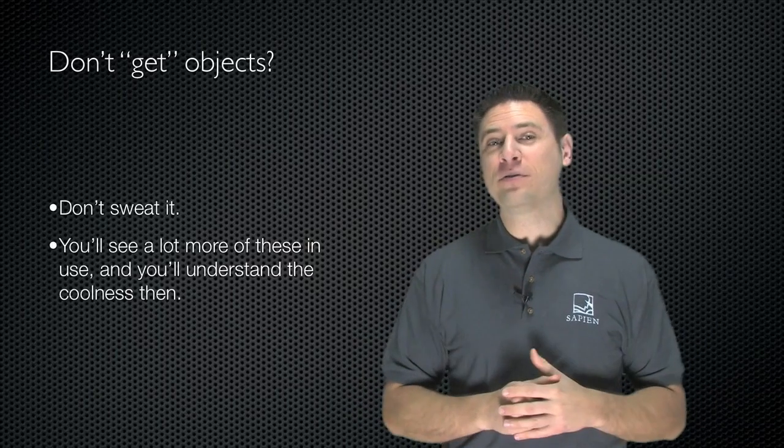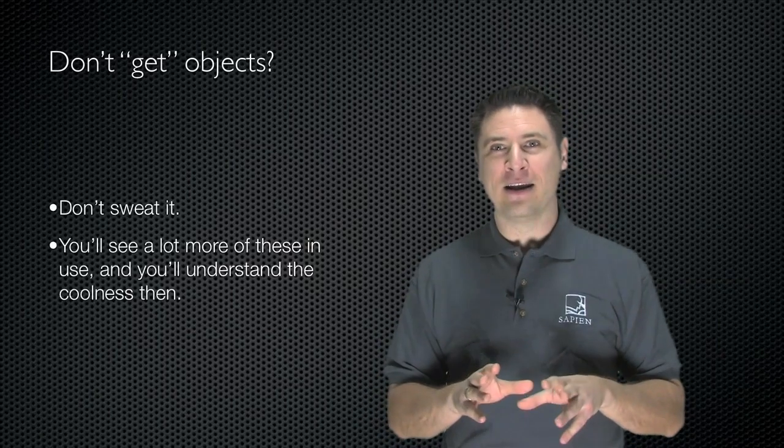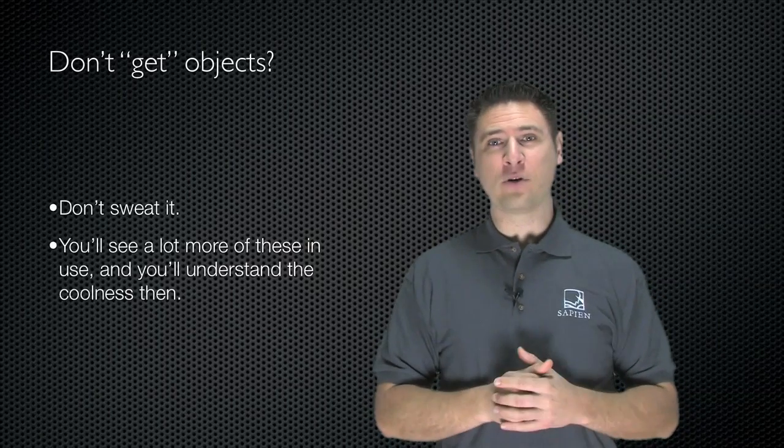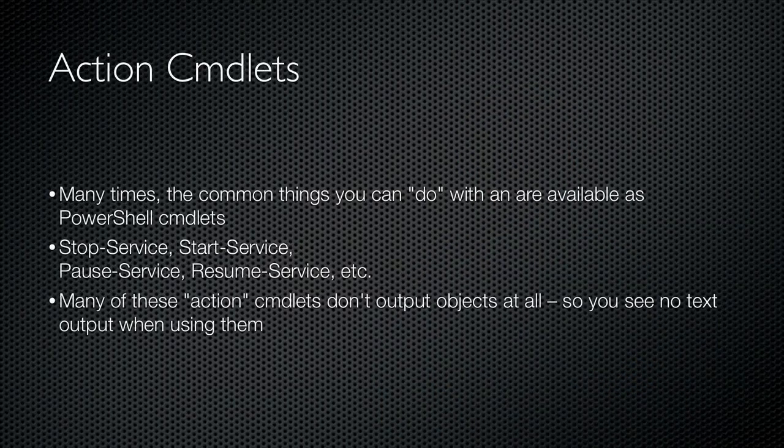Now, if this whole thing of objects just seems like so much gobbledygook, look, don't sweat it. You'll see a lot more of these as we go through the course, and you'll start to understand where they fit in to the overall PowerShell theme. A lot of common administrative tasks are exposed as PowerShell cmdlets, such as cmdlets that let you stop, start, pause, and resume services. While these cmdlets accept objects as input, telling them which services, for example, to act upon, most of these cmdlets don't produce any output. That means if you wanted to do something else with those objects, you couldn't, because they wouldn't remain in the pipeline. I'll show you what I mean.